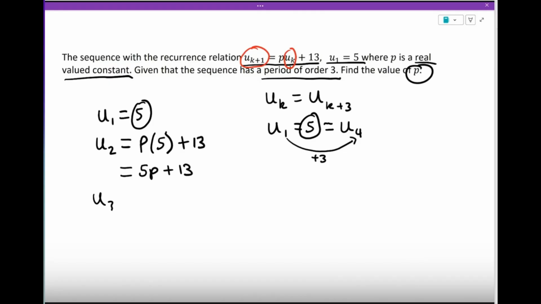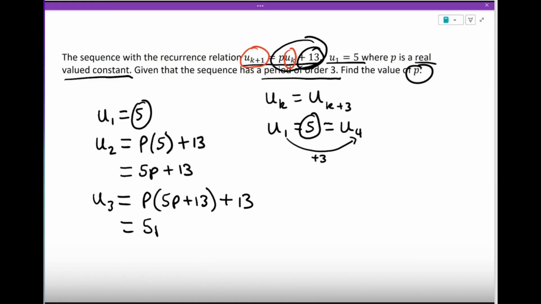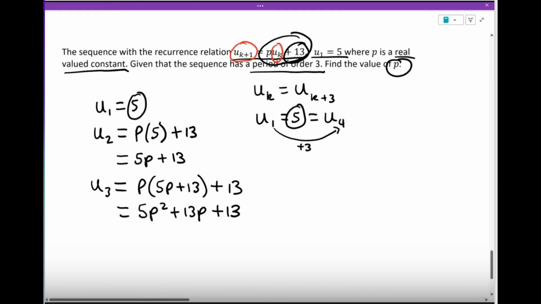Now let's find u3. Well, now I have to substitute u2 in place of uk in my recurrence relation. So we're going to write out the right-hand side, but in place of uk, we're going to put 5p plus 13. So I would have p multiplied by 5p plus 13, which we need to put in brackets because it's multiple terms. And then we've also got the plus 13 at the end. Now, if we simplify, we get 5p squared plus 13p plus 13, like that. So that's my third term.